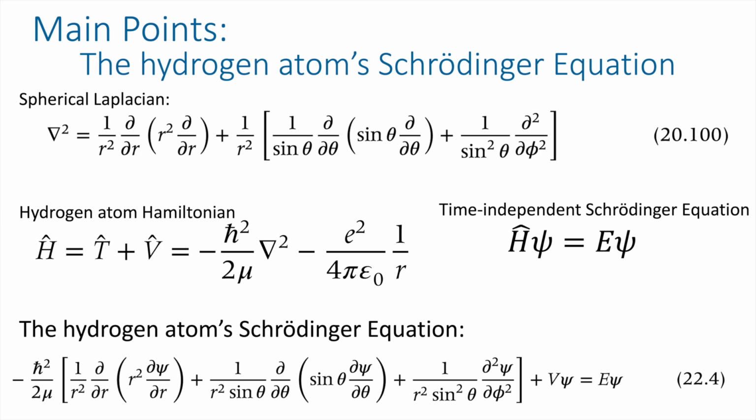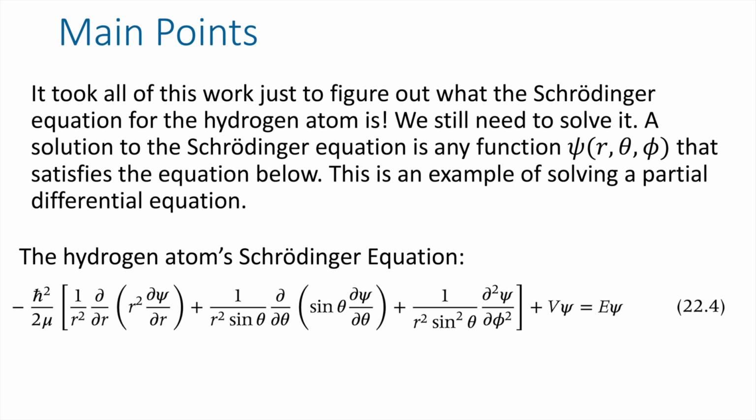If we put all of this together, you plug the spherical Laplacian into the Hamiltonian, where the Laplacian is shown, the triangle squared. Plug that all in there, that's our Hamiltonian, then you plug that into the time-independent Schrödinger equation. Then you get the equation at the very bottom, 22.4 there. So all of that was just to write down the Schrödinger equation for the hydrogen atom. It took all that work just to figure out what it is, but we still need to solve it.